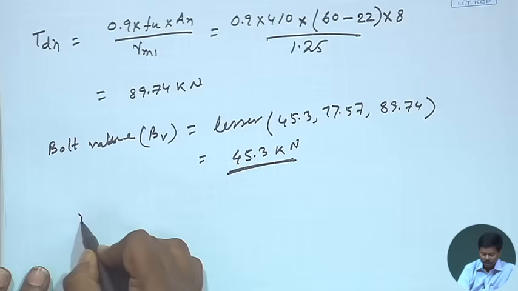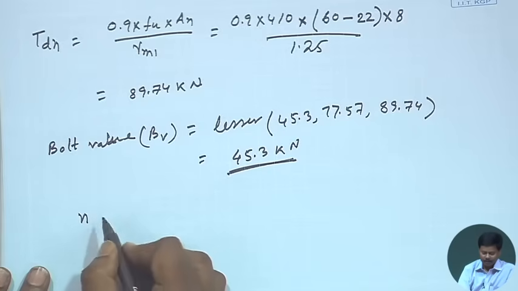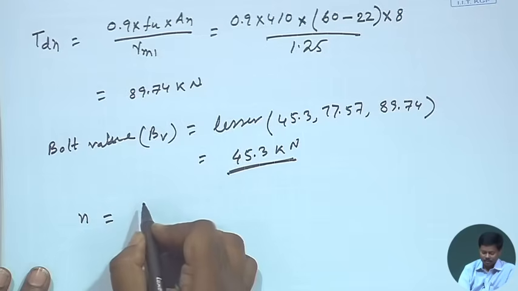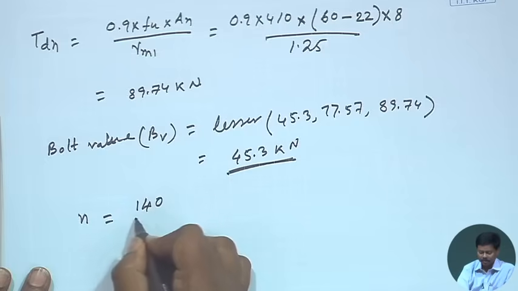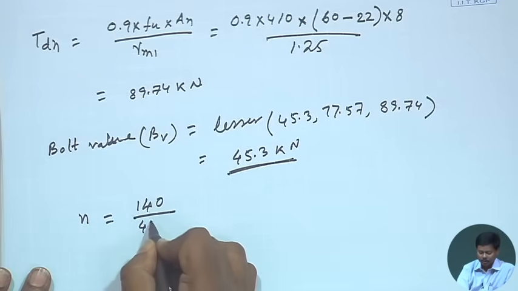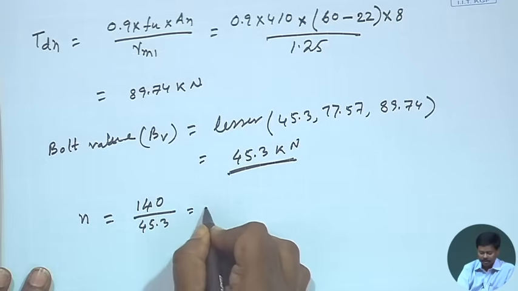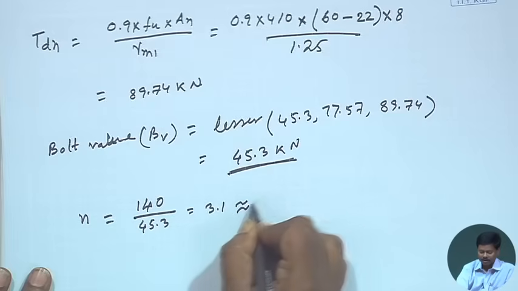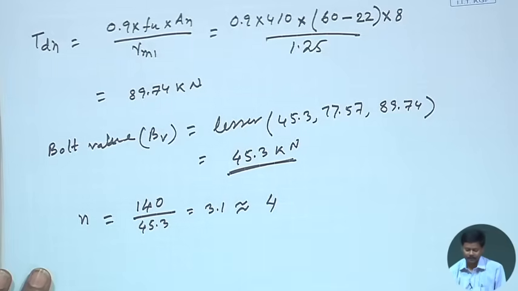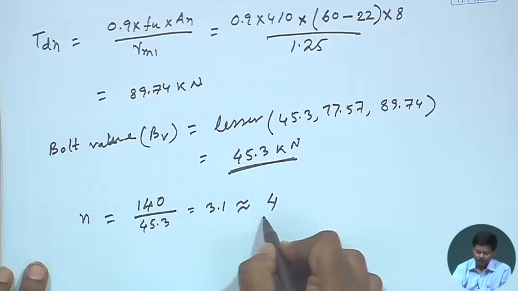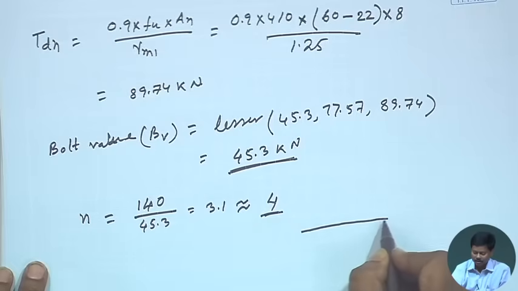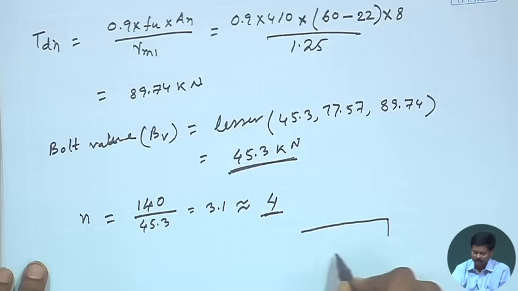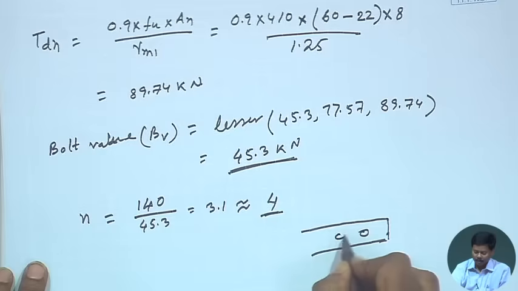So, the number of bolts for member OB will be the total load acting on the member, that was 140 kilonewton, by the bolt value 45.3. So, this is becoming 3.1, that means we can consider 4 bolts, right. So, 4 bolts we have to provide, and if this is the member, then 4 bolts we are providing.